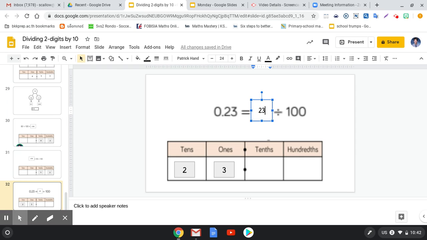So just remember the key rules. When you're dividing by 100, you move all the digits 2 places to the right on your place value chart so that they become 100 times smaller.